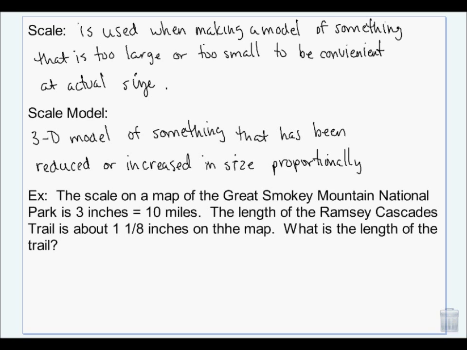You see a lot of scale models with architects, and you see it on TV where the architect brings in a scale model, like a white plastic, small version of the building they want to make, or bridge or whatever. Those are scale models. Those are 3D. So scale can be used for photos, maps, pictures, and 3D models, but a scale model is always 3D. So if I did a scale model of a virus, which is microscopic, I would make maybe a big plastic version of it.